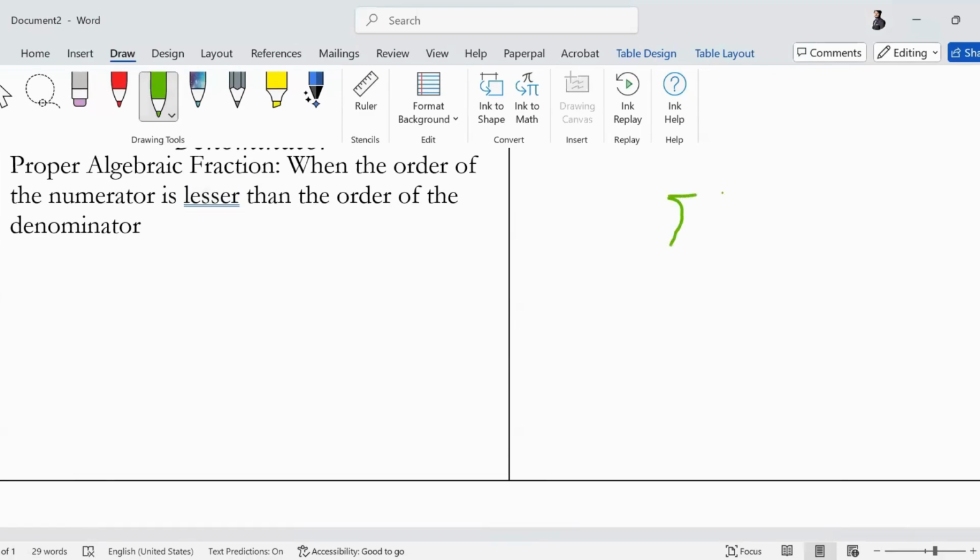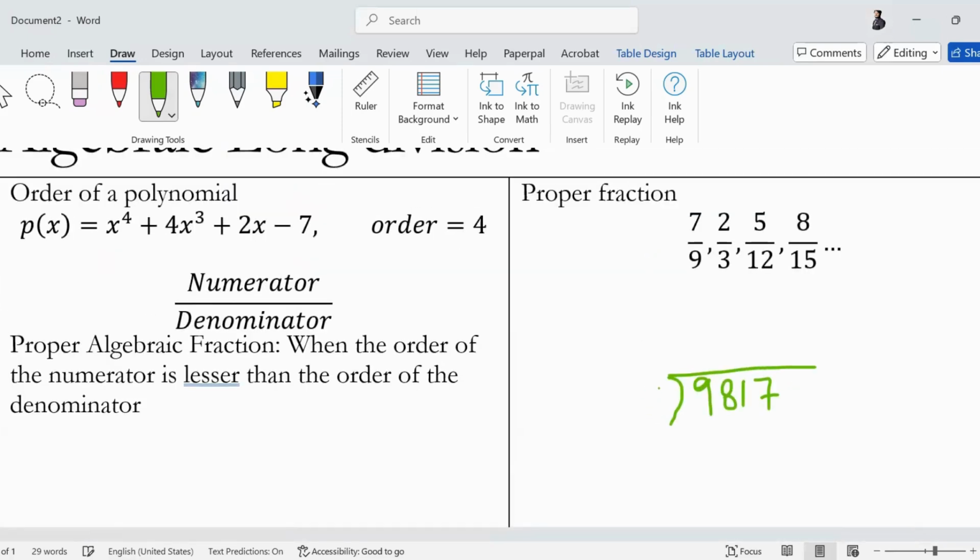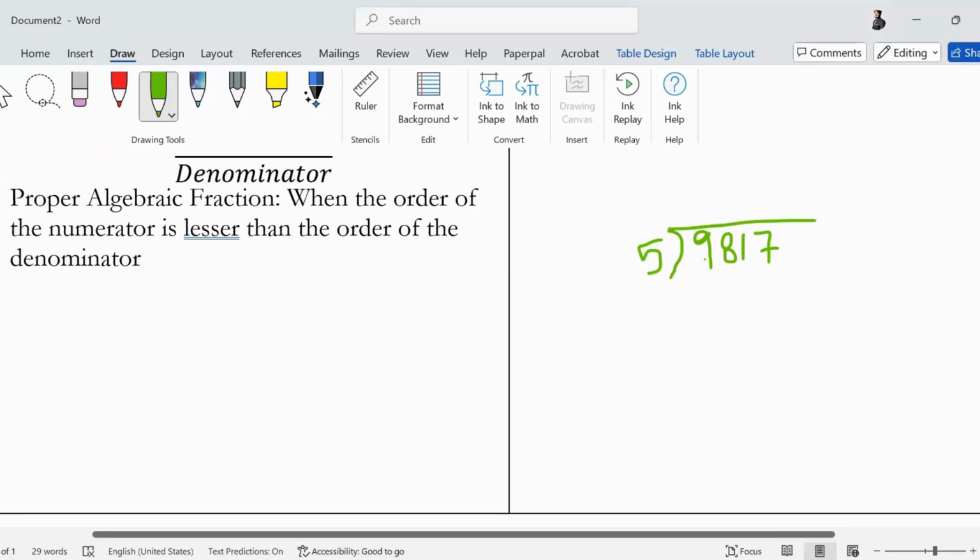If I want to divide 9, 8, 1, 7 by 3. How do I start? Okay, let's change the number by 5. How do I divide this by 5? Do I consider the entire number and I start dividing? I am only focused on this 5 and the first digit, whether it's divisible or whether it's greater than or equal to 5 or not.